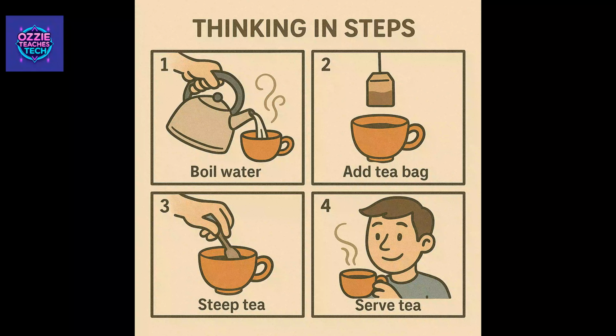Narrate your algorithm out loud. Literally say, first, I initialize the counter to 0. Then I check if the counter is less than 10. If it is, I add the next number to my total and increment the counter. If you can't explain it in simple English, you can't code it.